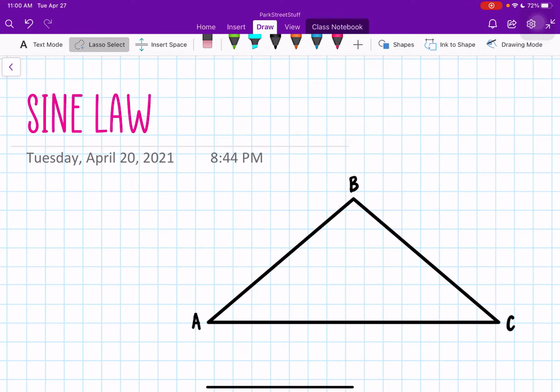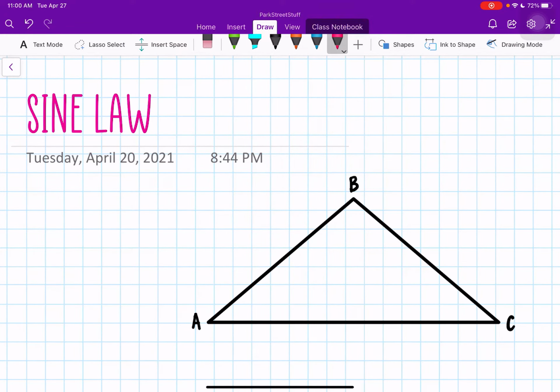Hi, on today's lesson we're going to be looking at the sine law, and sine law comes into play when we're looking at triangles that are not right angled. So if you remember our other lesson where we dealt with all of our trig ratios, we mentioned that those are only valid for when we have a right angle triangle. Now we're going to look at when we have acute angle triangles that are not right angled.